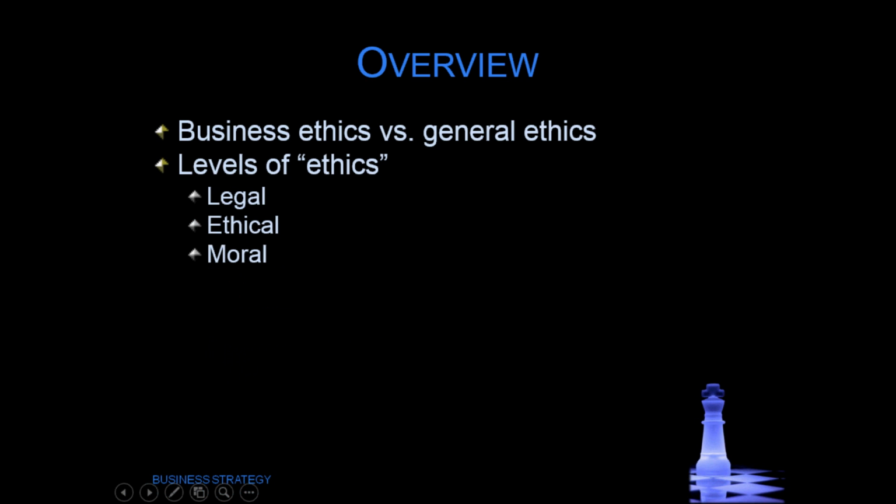There are levels of ethics. The first is legal. Legal means pertaining to the law. Just because something is legal doesn't mean it's ethical. And just because it's ethical doesn't necessarily mean it's legal.